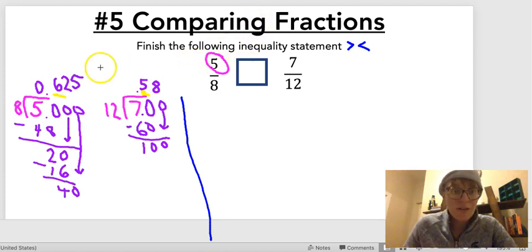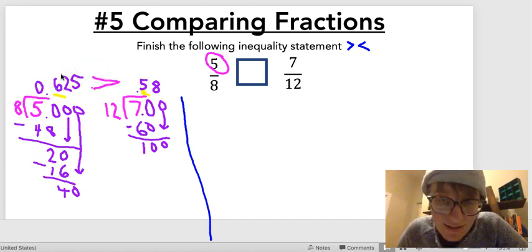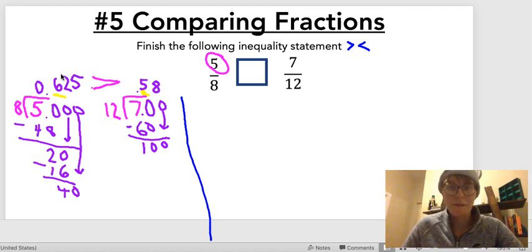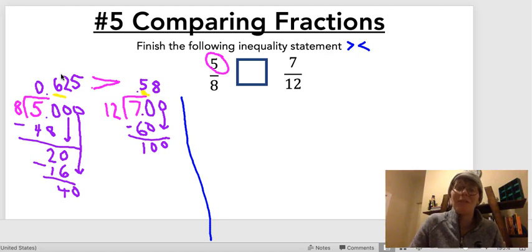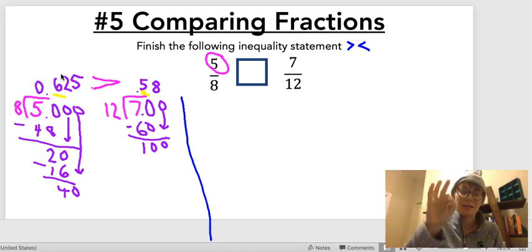So I already know that this one's bigger, so I'm going to put 2 dots by him, 1 dot by him, and connect those dots. That means that 625 thousandths is greater than 58 hundredths. That's one way. That's with using division when I do my numerator divided by the denominator.